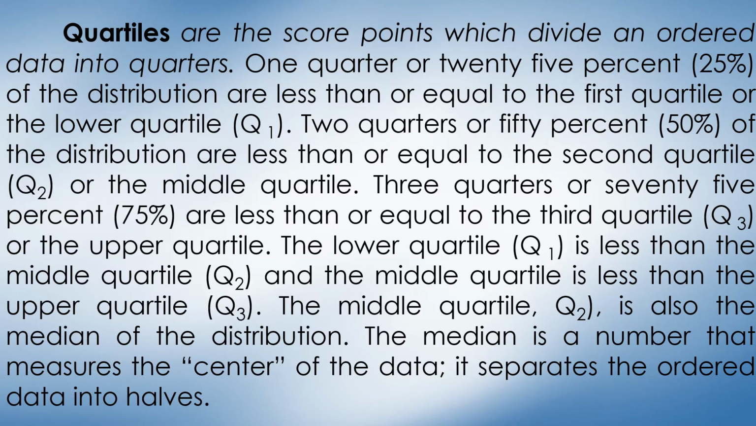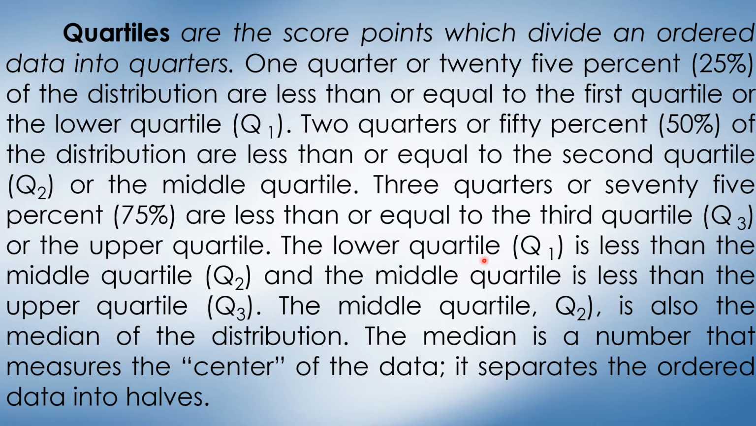Quartiles are the score points which divide and order data into quarters, or four equal parts. One quarter, or 25% of the distribution, is less than or equal to the first quartile, or the lower quartile. 2/4, or 50% of the distribution, is less than or equal to the second quartile, or the middle quartile. 3/4, or 75%, is less than or equal to the third quartile, or the upper quartile.